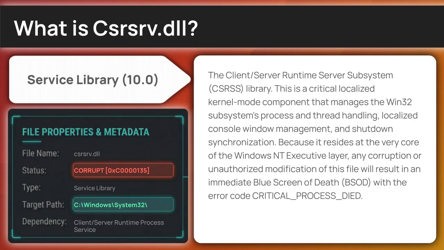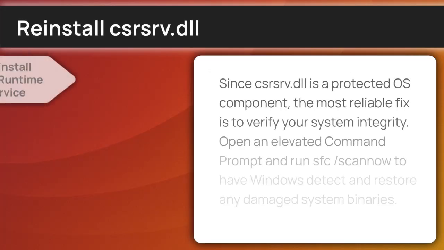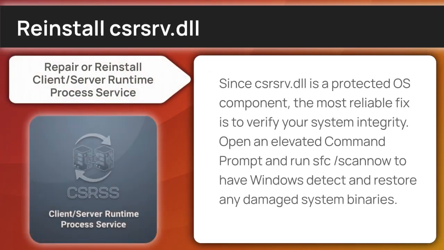With the why out of the way, let's focus on getting you running again. Since CSRSRV Library DLL is a protected OS component, the most reliable fix is to verify your system integrity. Open an elevated command prompt and run sfc /scannow to have Windows detect and restore any damaged system binaries.